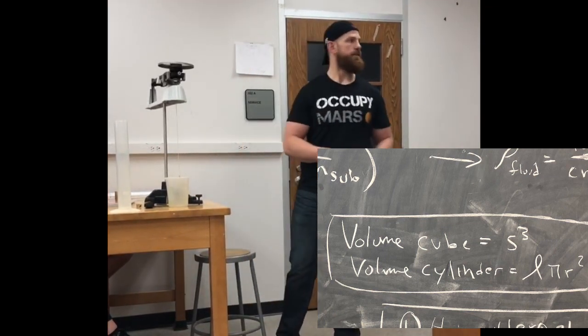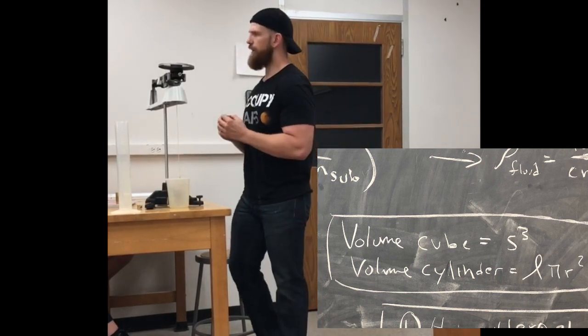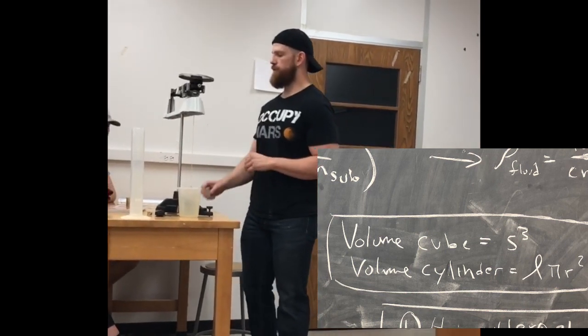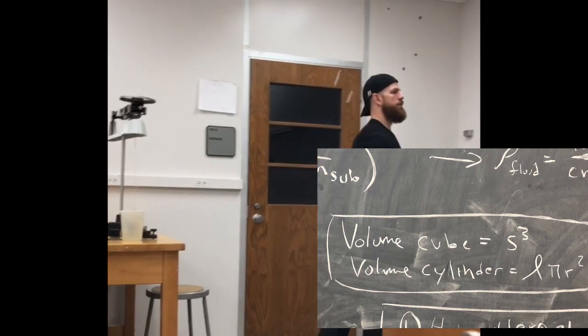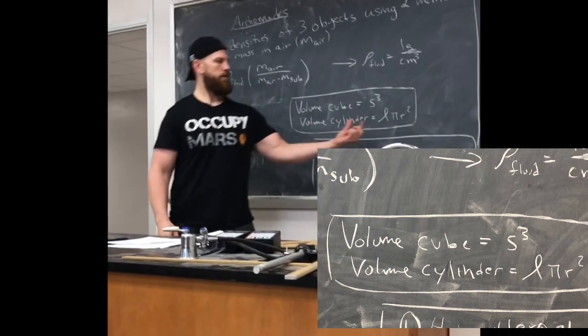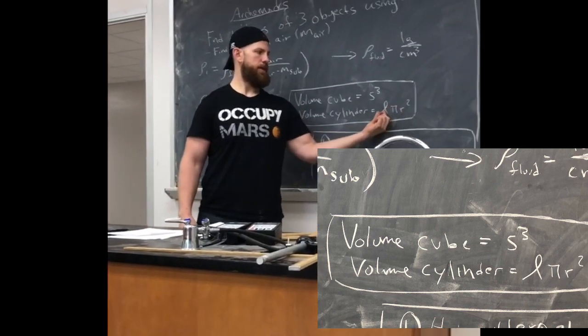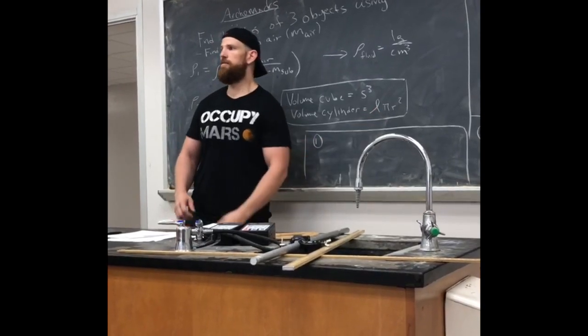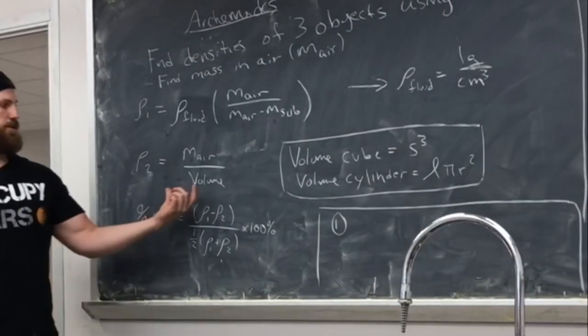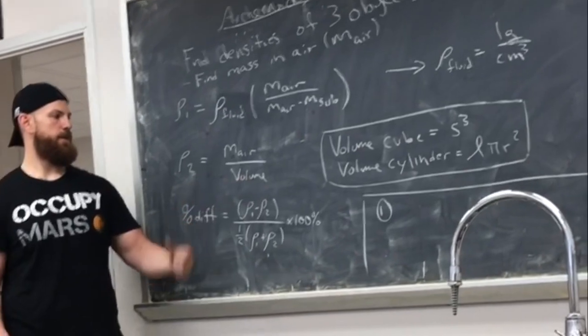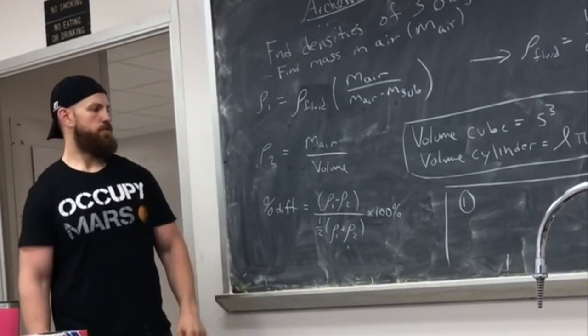Find the volume for a cylinder. Measure the diameter of the cylinder and divide that by 2 to get the radius of the cylinder. And then plug into this equation: pi times the radius squared times the length of the cylinder, and that'll give you the volume of the cylinder. Then you plug into this equation and you obtain density the second way. And then you can do a comparison.